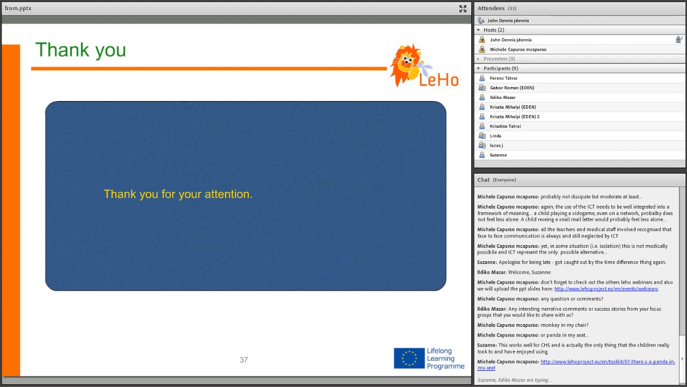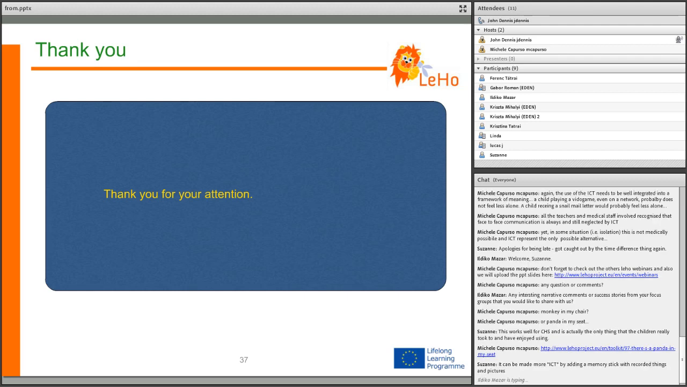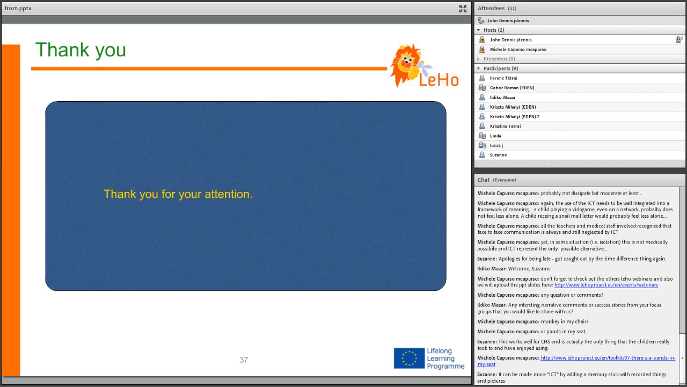Yeah, so Suzanne writes that this works well for the hospital school that she works with, and is actually the only thing that children really look at. Yeah. So it was passionately talked about during the second focus group.